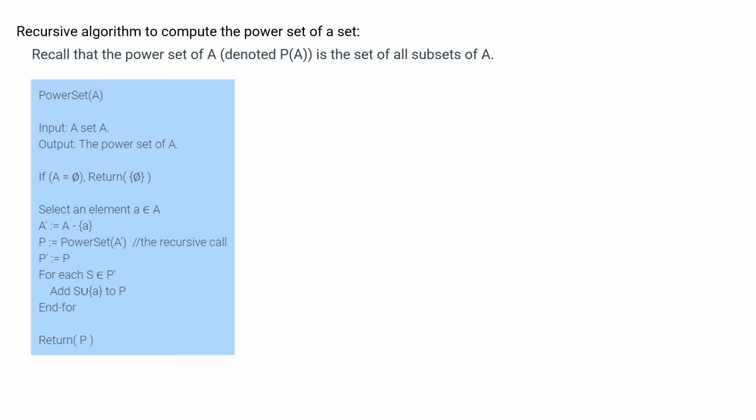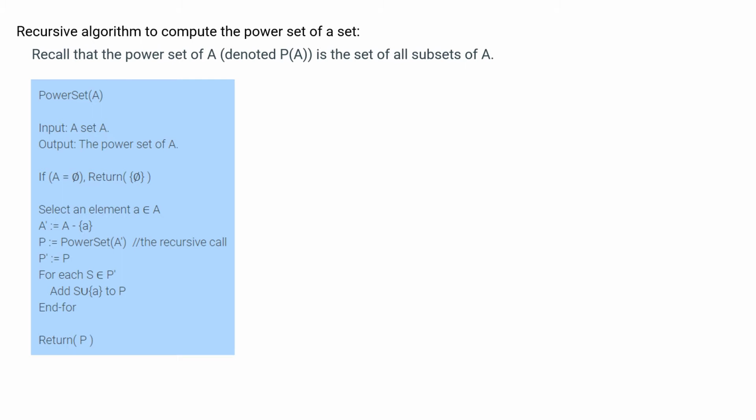But if that's not the case, then we go on and say, okay, I've got this set A. I'm going to just take any old element out of A and subtract it out. So I now have a new set called A prime that has had one of the elements taken out. Then the next statement says set P equal to the power set of this A prime. Remember, A prime is what we get once we take out one of the elements.